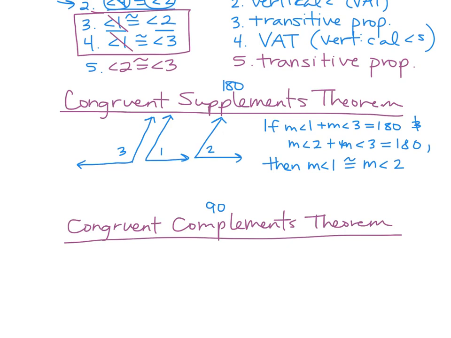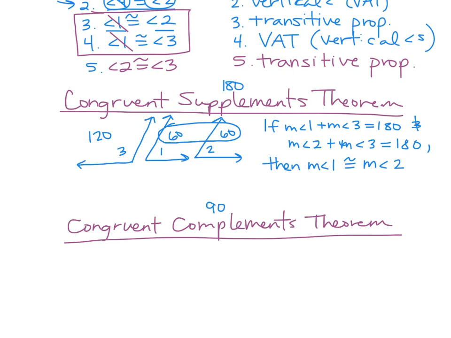If this was, and this is just a for instance, these are not numbers that have to be, okay? This is just one example of what it could be. If this angle is 120, in order for angle 1 to be supplementary to it, it would have to be 60, right? In order for angle 2 to be supplementary to angle 3, angle 2 would have to be 60 also, which means 1 and 2 will be the same measure. Okay, that's essentially what the congruent supplements theorem is saying.